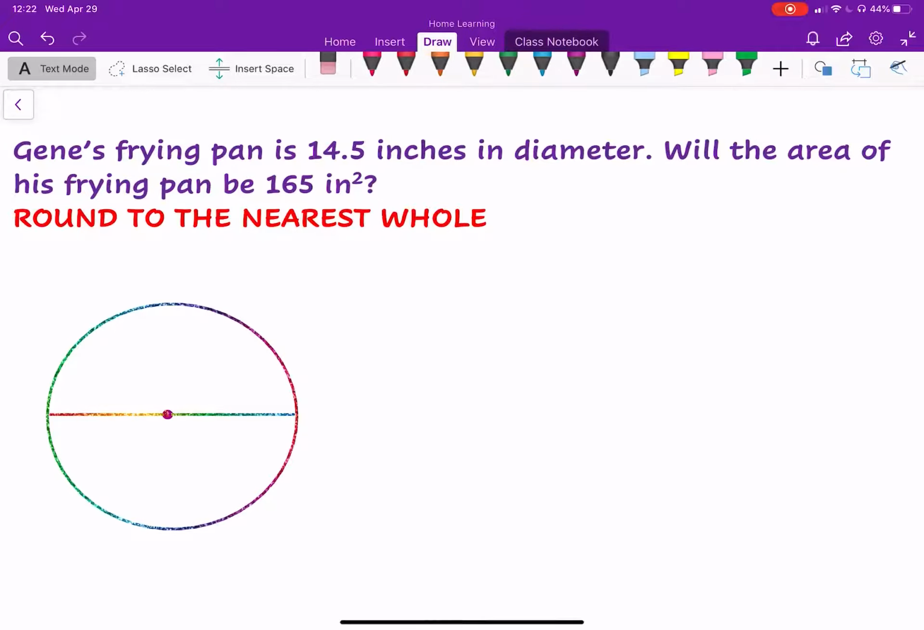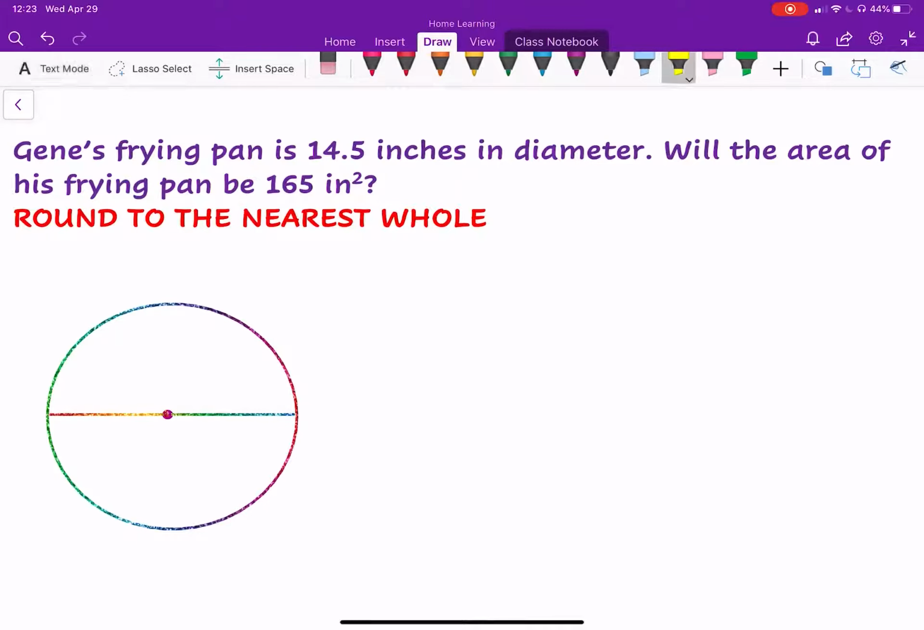Alrighty, so here we have another example on finding the area of a circle. Jean's frying pan is 14.5 inches in diameter. Will the area of his frying pan be 165 inches squared? We are being asked to round to the nearest whole, so let's find out.